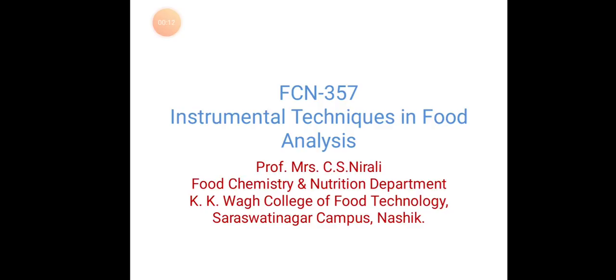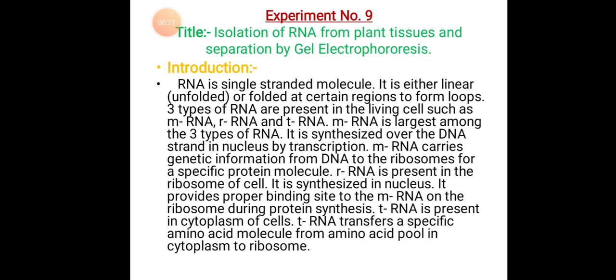Campus, Nashik. Under course number FCN 357, course title Instrumental Techniques in Food Analysis, today we will see experiment number 9, isolation of RNA from plant tissues and separation by gel electrophoresis.